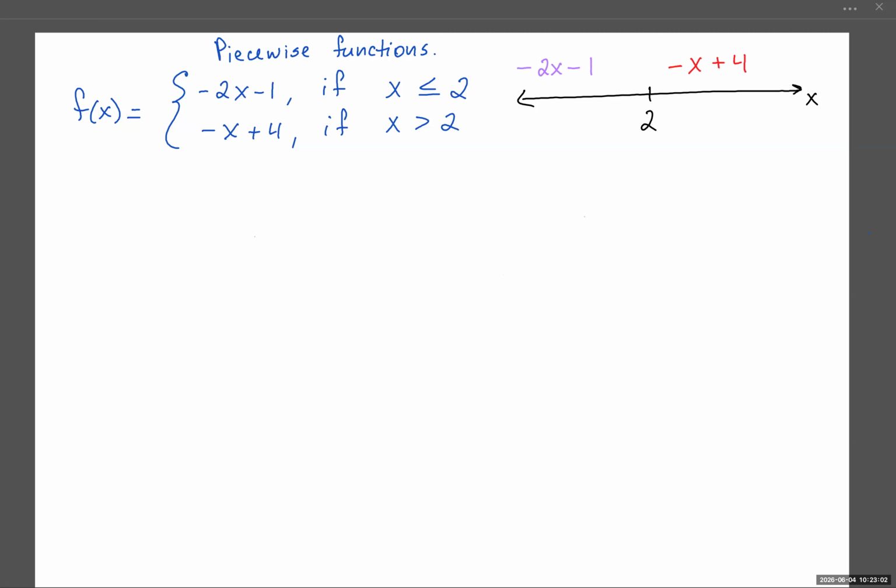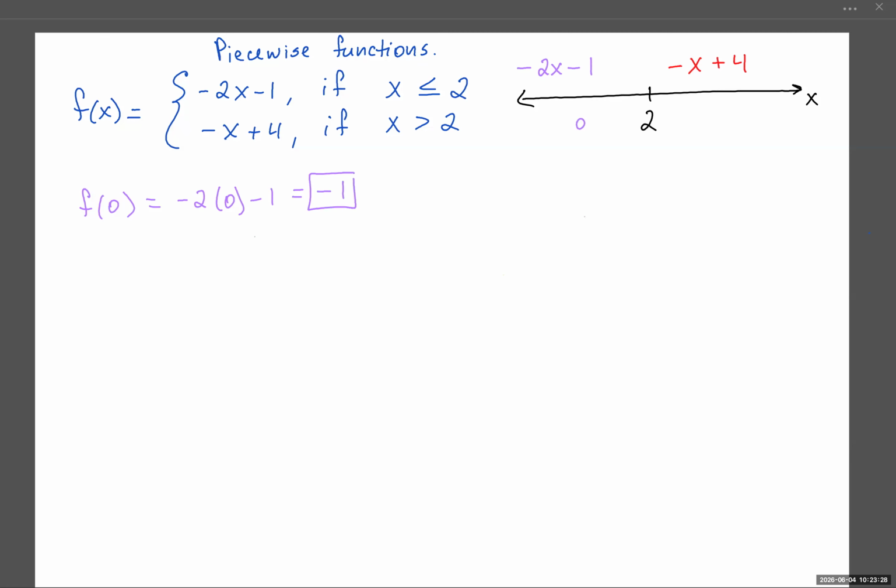So if we had to find f at 0, well, 0 happens to be right here in this interval. That means that we're going to use that purple function above that interval to plug in the 0 into. So negative 2 times 0 minus 1. Negative 2 times 0 is 0. So this is just negative 1.